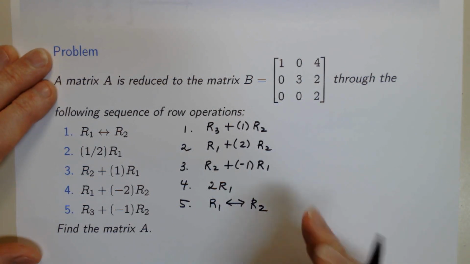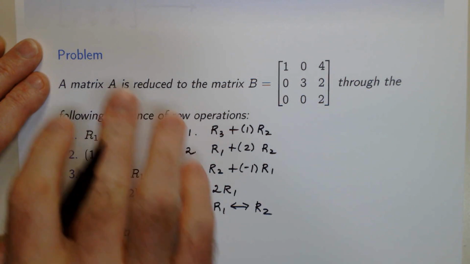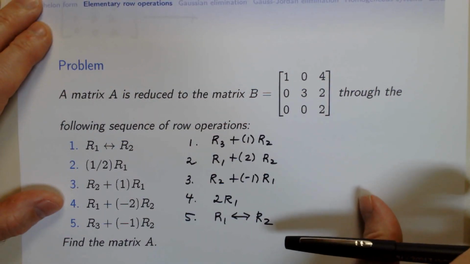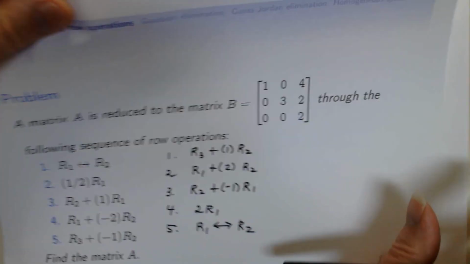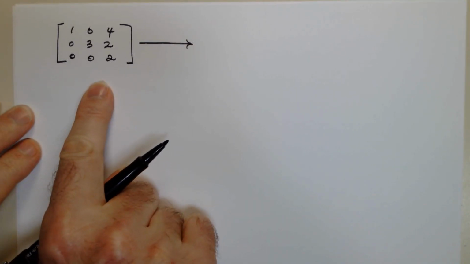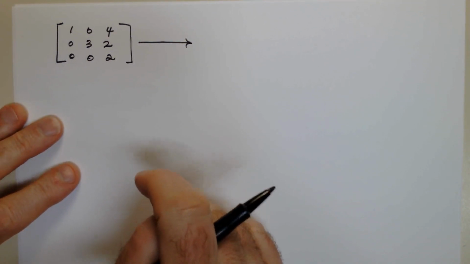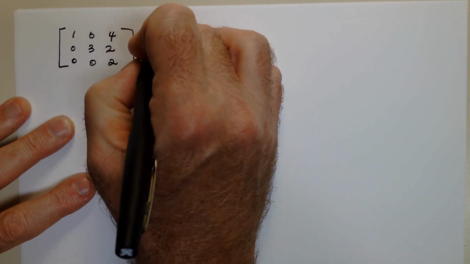Okay, now we're not going to have enough room to finish the problem on this piece of paper, so I've written this matrix on another piece of paper, and I'll just keep these row operations off to the side, and we'll apply them one after the other until we go from the matrix B to the matrix A. So our first step is going to be to apply this type 3 operation.